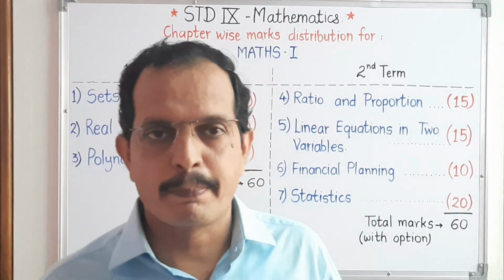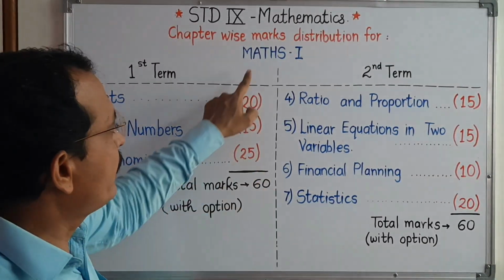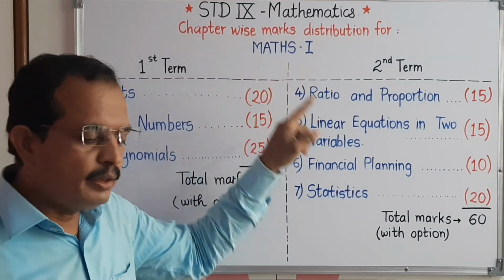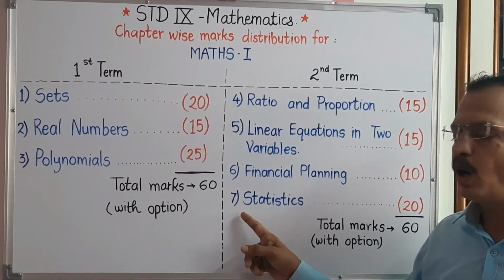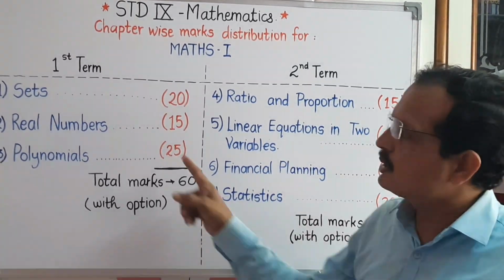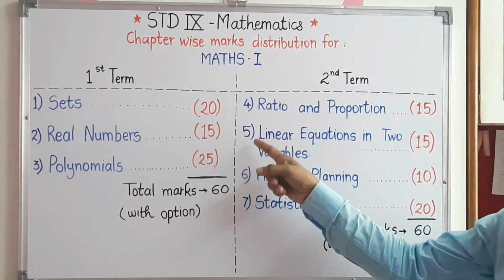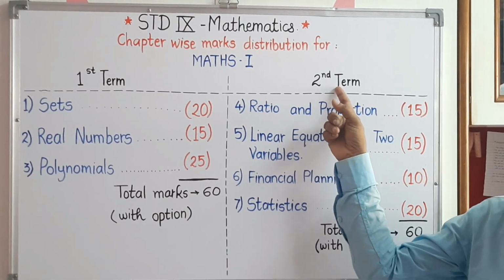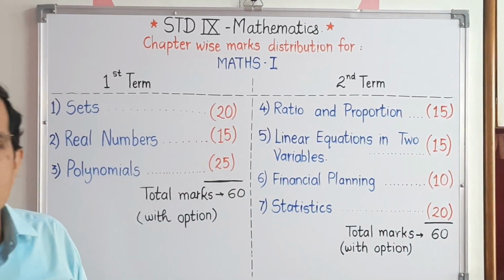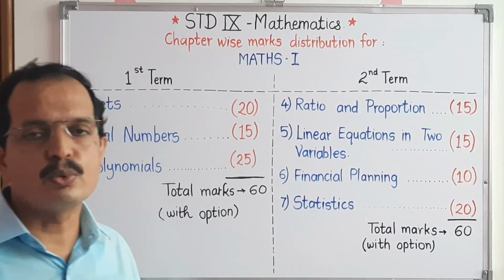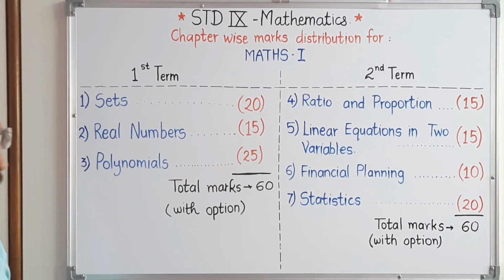Now we have to see the chapter-wise distribution of the marks of Maths 1. In Maths 1, there are a total of 7 chapters. Out of these 7 chapters, 3 chapters are included in the first term exam, and the remaining 4 chapters are included in the second term exam. Now, if we know the chapter-wise distribution of the marks, then it is very easy to do the study. Therefore, we have to see the chapter-wise distribution of the marks.